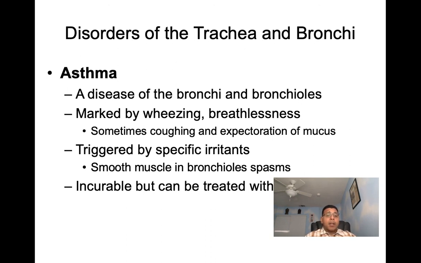If the airways become irritated by allergens, the smooth muscle surrounding the bronchioles can also undergo spasms, closing off the pathway that air uses to enter and exit the lung. Most asthma patients will have some degree of bronchial inflammation that eventually leads to a reduction in the diameter of the airway. Medications are used in these patients to help dilate the bronchioles and control inflammation. So you can see it's triggered by a specific irritant and can cause the smooth muscles to spasm. Again, it's incurable, but it can be treated with medication.